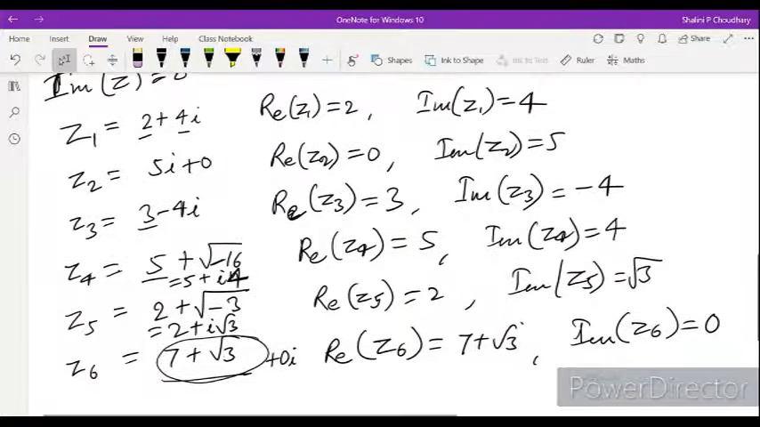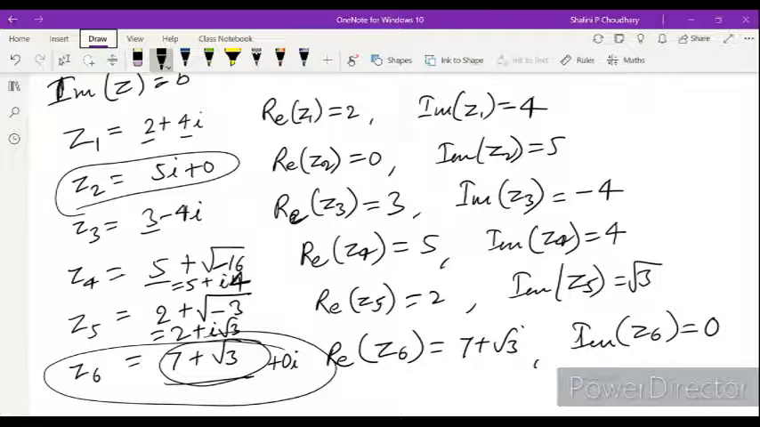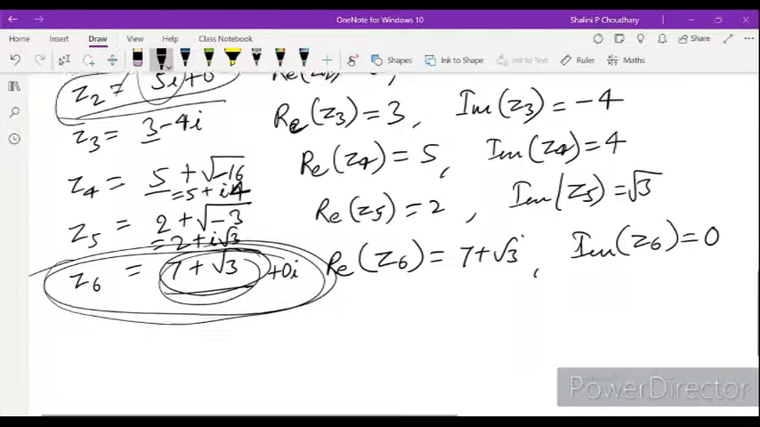Okay, this way we can find out the value of real part of complex number and imaginary part of a complex number. I hope you understood this concept. In this one, in z2 and z6 you can see, in z2 there is no real number, only imaginary number is there, and in z6 there is no imaginary number, only real number is there.